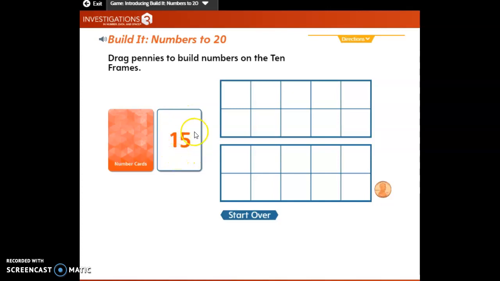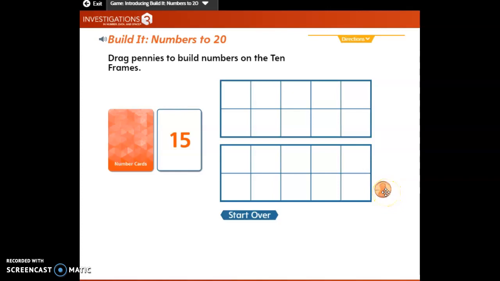So since this is the number 15, I'm going to build it. And I'm going to build it with pennies. Oh, I love coins. So we're going to use a penny. A penny is worth 1 cent. I have a little song for pennies. It goes like this. Penny, penny, easily spent. Copper brown, worth 1 cent. So this little penny is worth 1 cent.